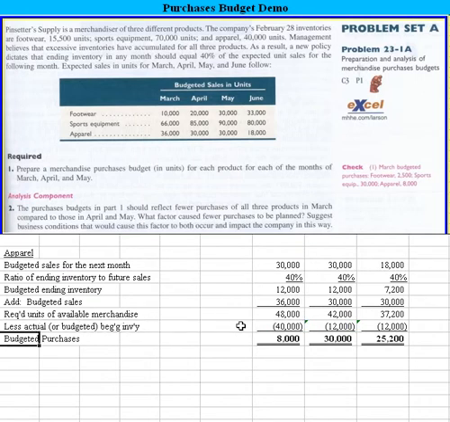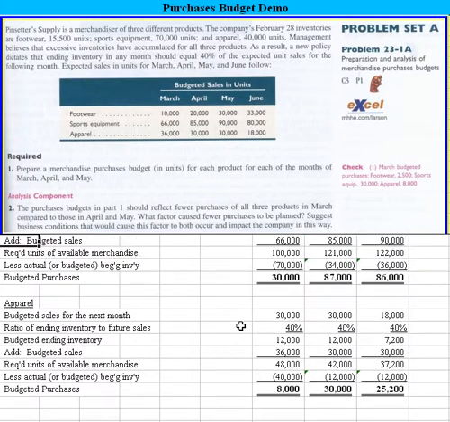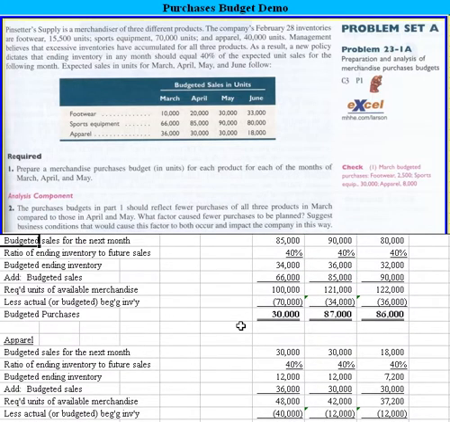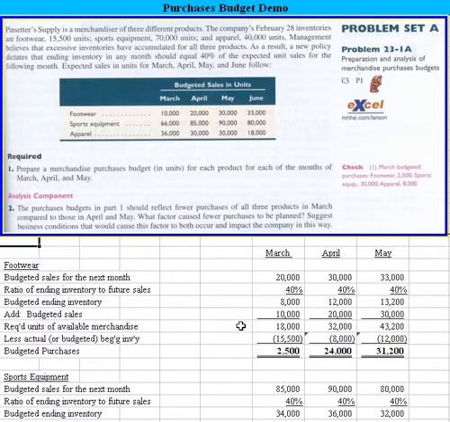And there we have the answer for the apparel as well. So in front of you now is how we would solve this purchases budget demo in units for 3 different products or product lines with the various answers that you need.